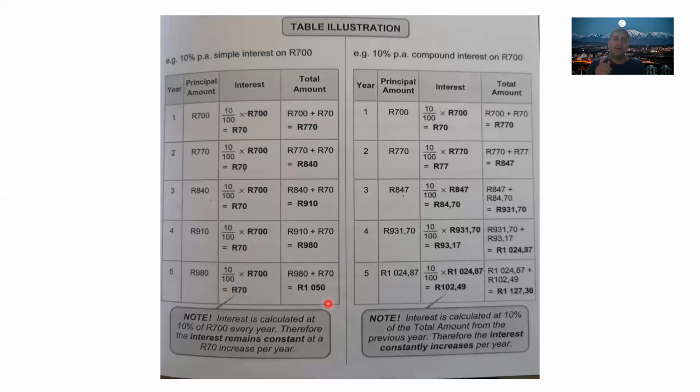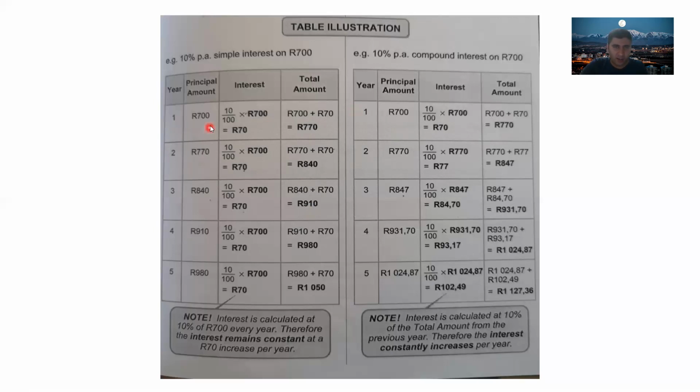Every year, the interest amount is 70 Rand, as you can see. For the first year, 70 Rand. Second year, 70 Rand. 70 Rand, 70 Rand, 70 Rand. That's why we say, for the simple interest, once we find the amount of the simple interest, it doesn't change. It remains the same.